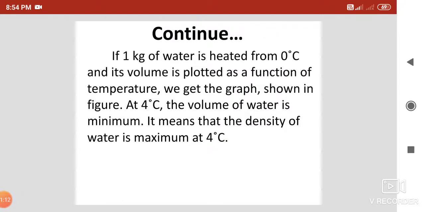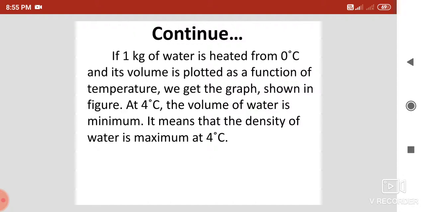If 1 kg of water is heated from 0 degrees Celsius and its volume is plotted as a function of temperature, we get the graph. In the graph, you can see that at 4 degrees Celsius, the volume of water is minimum. It means the density of water is maximum at 4 degrees Celsius, since density and volume are inversely proportional to each other. If volume is minimum, density is maximum.